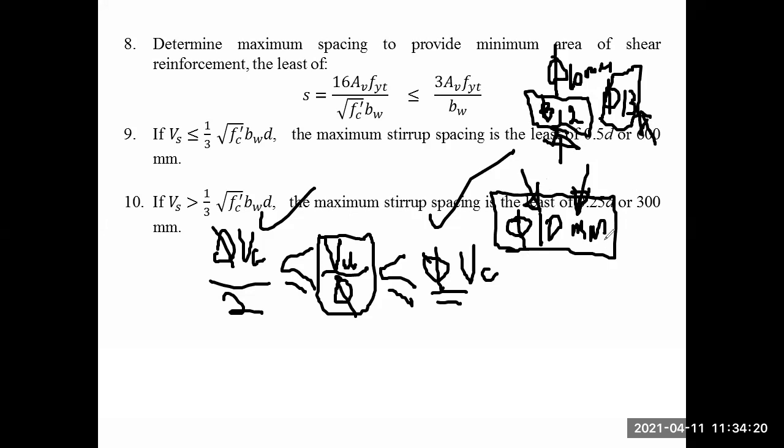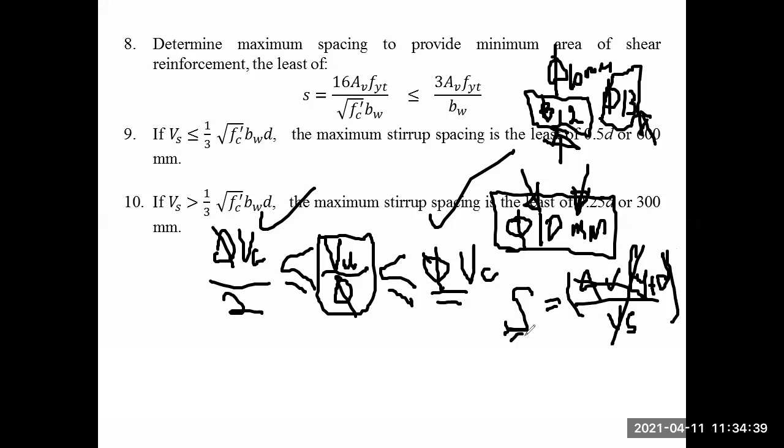We choose the least. Now, how about the spacing? Do we calculate it based on this formula, Av fyt times d over Vs? No, we don't need this anymore. We don't need this for calculating spacing. So what do we need?